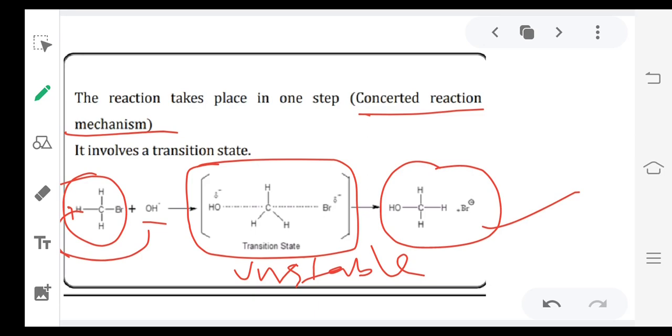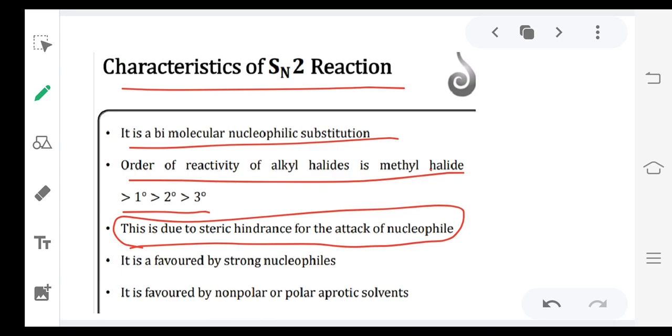See, OH minus is attacking. Suppose instead of H groups, you keep CH3 groups here. CH3 groups means we have to write 3 more hydrogens. Steric hindrance means bulkiness around the carbon. When bulkiness is increasing around the carbon, this OH minus cannot attack freely. So that's why the rate of reactivity decreases. Due to steric hindrance for the attack of the nucleophile, methyl halide is more reactive than tertiary alkyl halide.